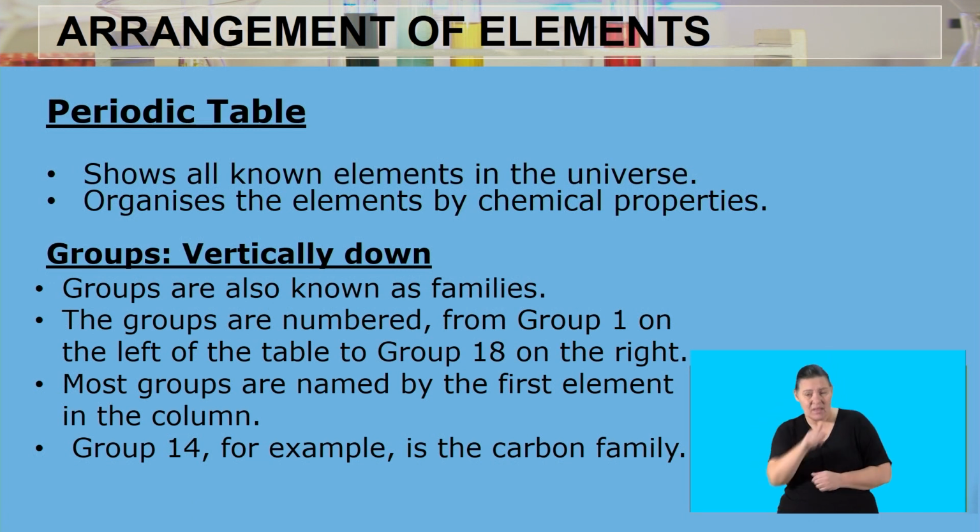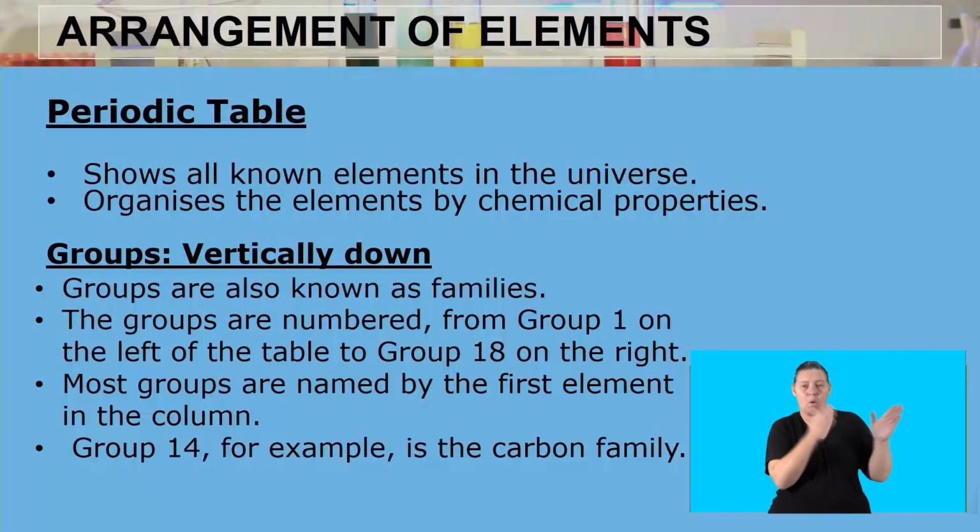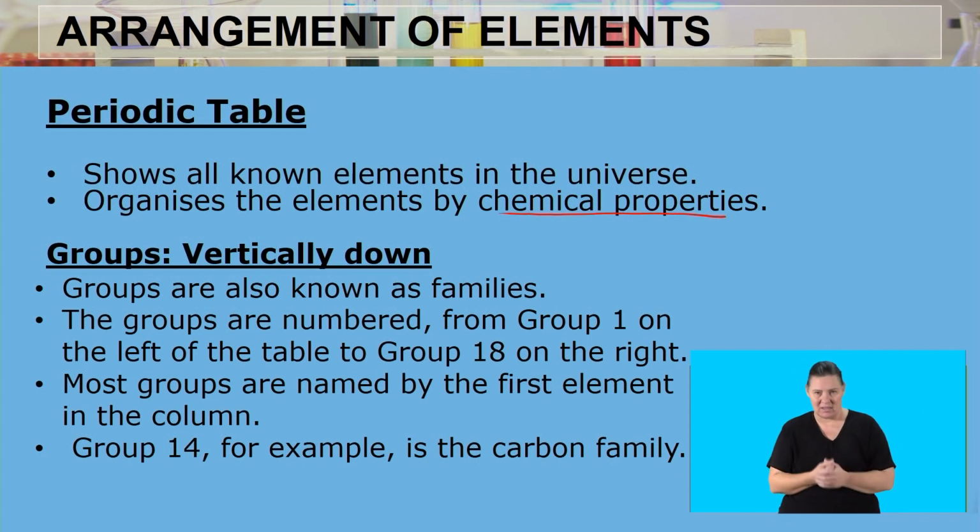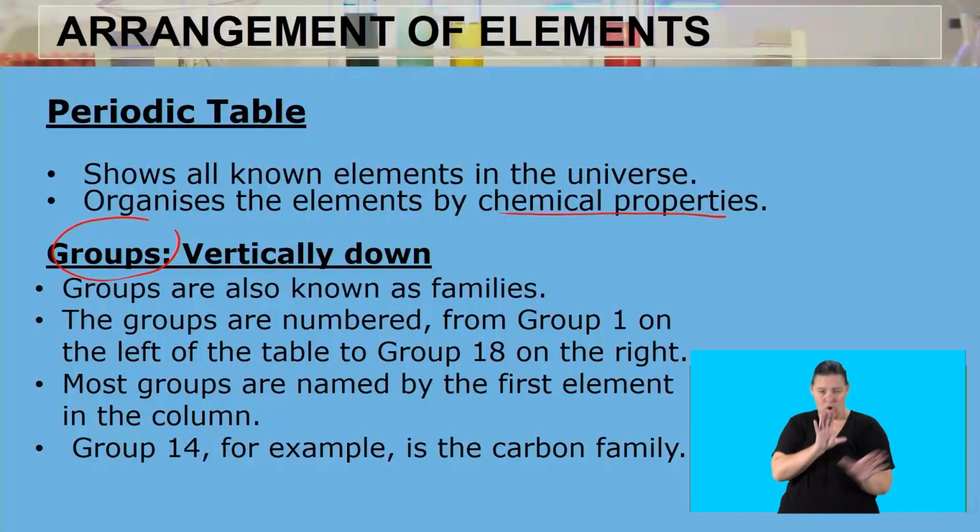Our periodic table shows all the elements in the universe that we may have known and also that we may have not known. These elements are organized in terms of their chemical properties. Now, in the organization of the periodic table, we have something called groups, and those are vertically down. On each and every column on the periodic table, those are known as groups.